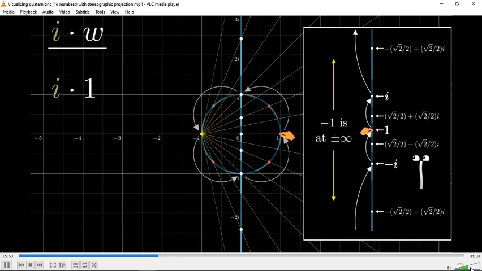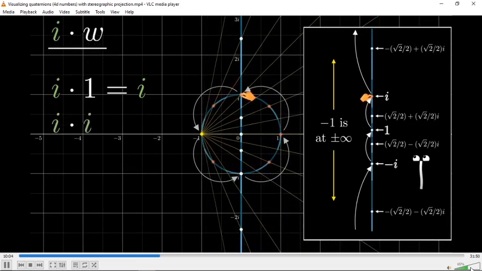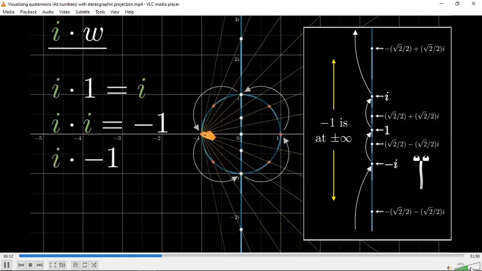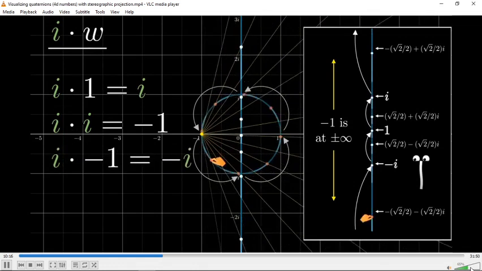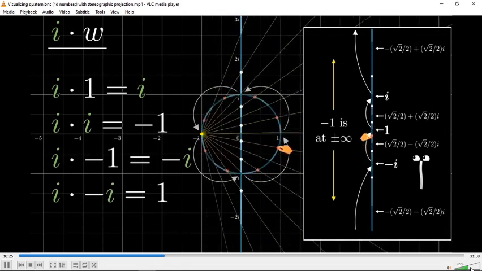i times 1 is i, so that means the number 1 should move up to i. i times i is -1, so the point at i slides off to infinity. i times -1 is equal to -i, so that point at infinity kind of comes back around from the bottom to the position 1 unit below the center. And i times -i is 1, so that point at -i slides up to 1.